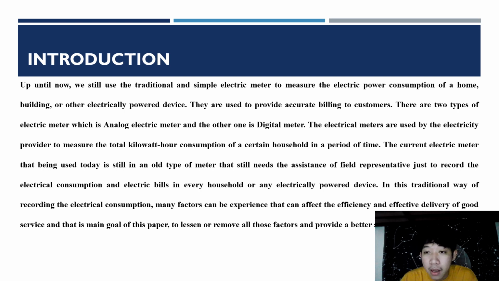The current electric meter being used today is still an old type of meter that still needs the assistance of field representatives just to record the electrical consumption and electrical bills in every household or any electrical power device. This traditional way of recording the electrical consumption faces many factors that can affect the efficiency and effective delivery of good service, and that is the main goal of this paper: to lessen or remove all those factors and provide a better service.